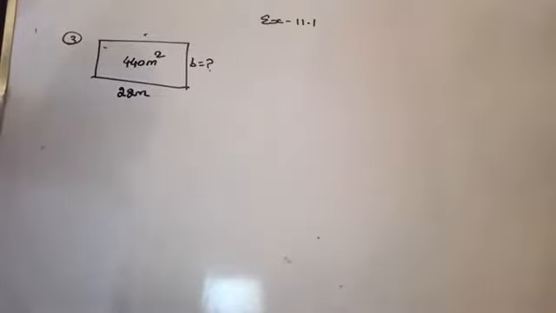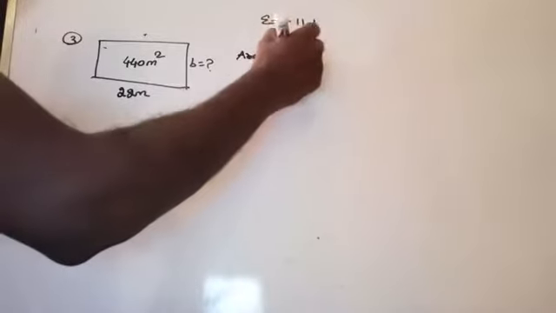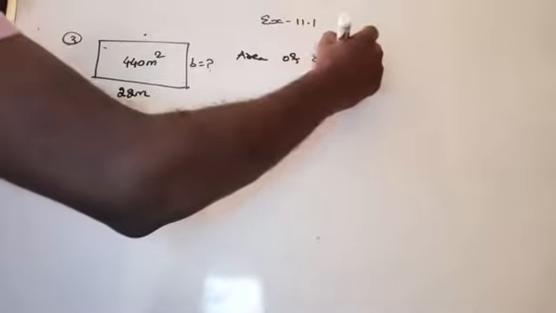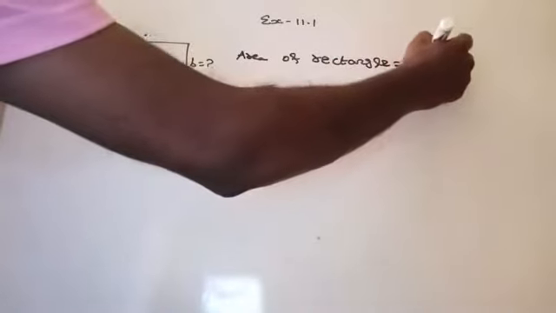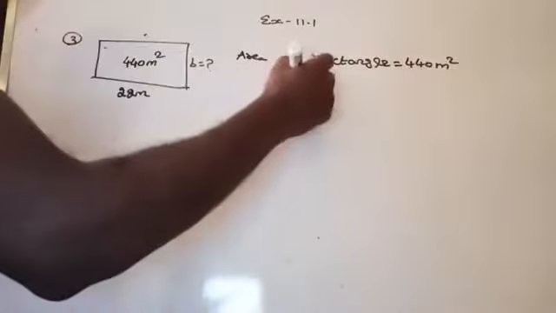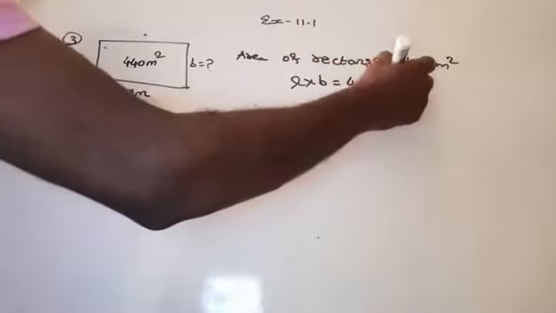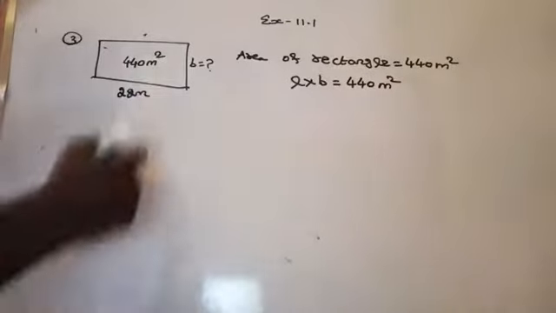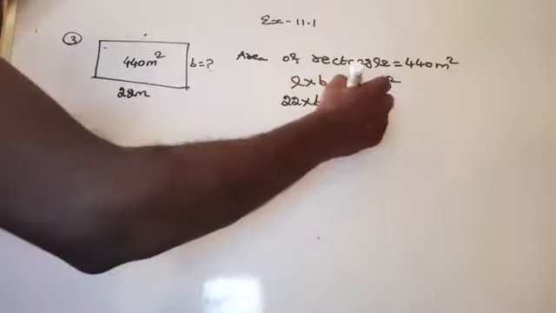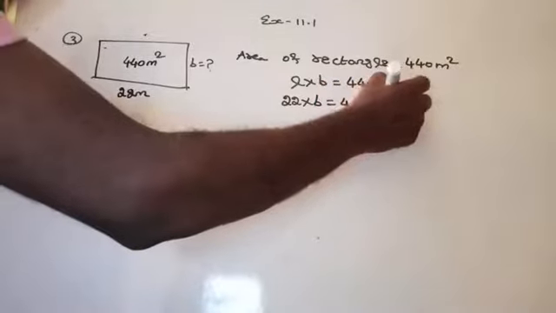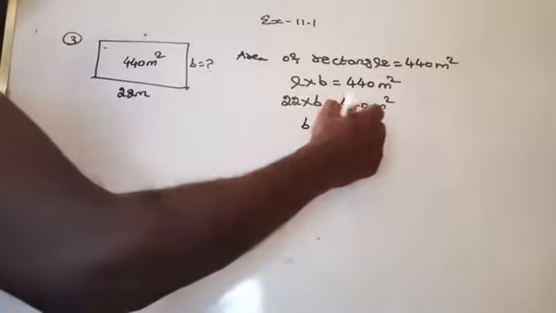Now tell me, area of rectangle is given. How much is it given? 440 meter square. So area of rectangle is nothing but length into breadth. So length into breadth equals 440 meter square. Am I right? What is the length here? Length is 22. Breadth we don't know, which is equal to 440 meter square. So B equals 440 by 22.